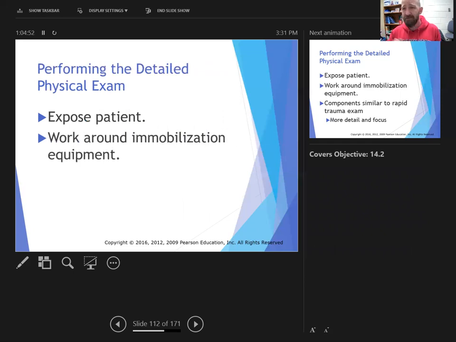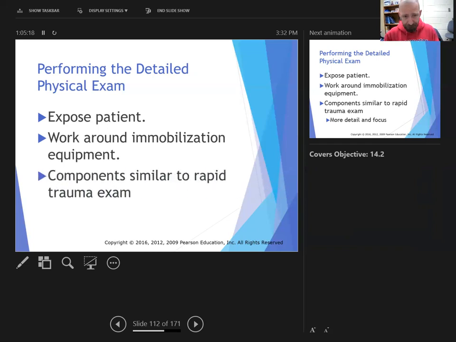So we're going to re-expose the patient. If we've already cut their clothes off, hopefully we just cover them back up with the sheet, and we're going to re-expose and take a look again. Hopefully, if there's injuries, we've already immobilized them, things like that, right? We're not going to be taking things off that we've already put on them. Like if we put them on the backboard, I'm not taking them off the backboard to check their back again, right? I'm going to work around that kind of equipment that's there as best that we can.